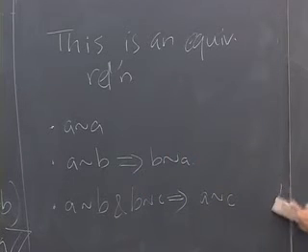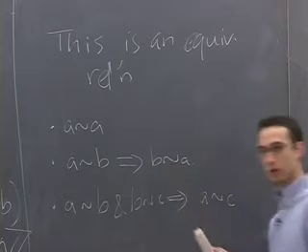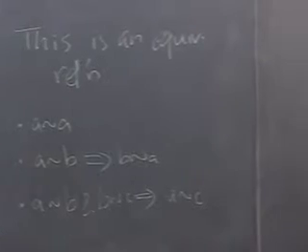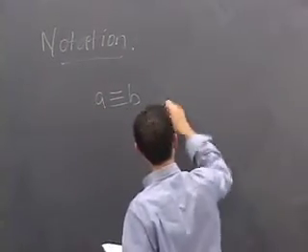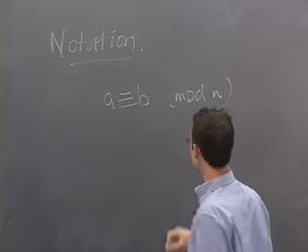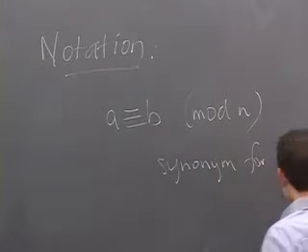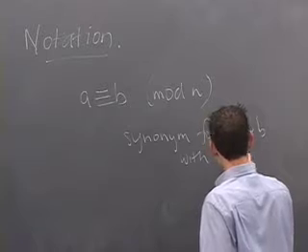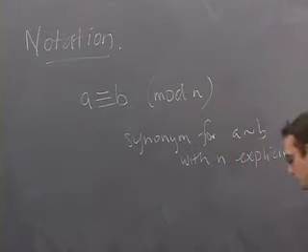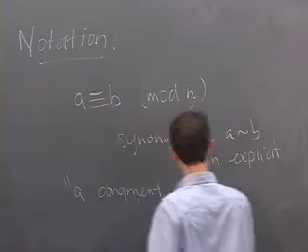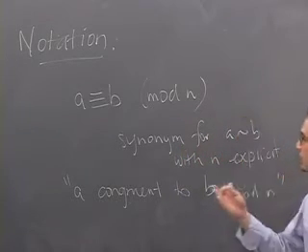Now, for notational purposes, it's often not sufficient just to write this relation symbol, twiddle. So we have another piece of notation, and that is a is congruent to b mod n. This is a synonym for a twiddle b with n made explicit. And the way we say this is a is congruent to b mod n. So this is just a linguistic issue.